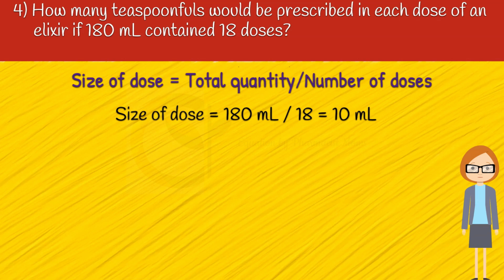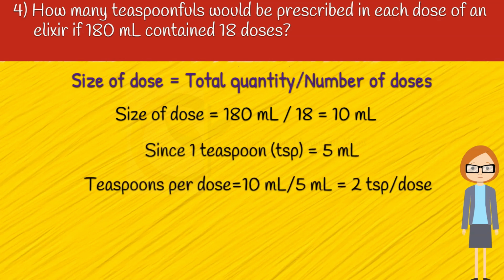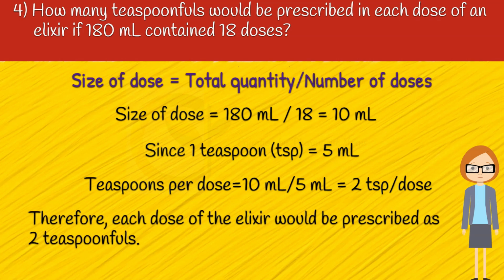Size of dose will be 10 milliliters. Since 1 teaspoon is approximately 5 milliliters, we can determine how many teaspoons are in each dose. Therefore, each dose of the elixir would be prescribed as 2 teaspoonfuls.